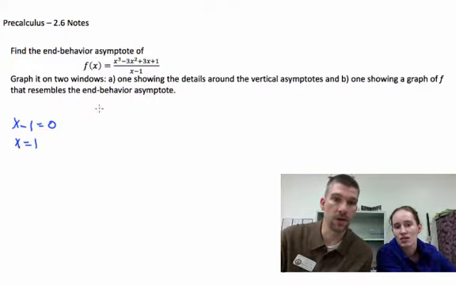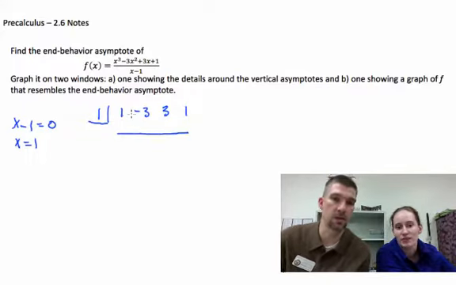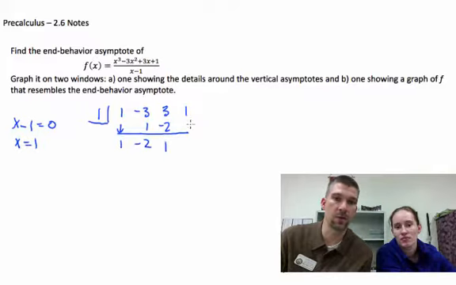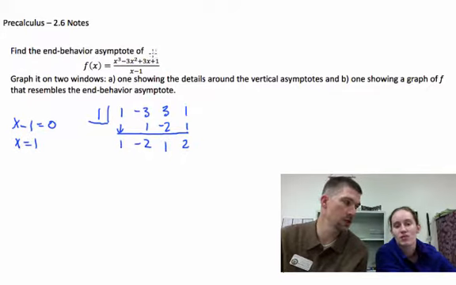So when I do my synthetic division, what am I going to have? I'm going to have 1, negative 3, 3, and 1. You said it was a zero, but what I meant was that's what solves it. Right, this is what solves it. Yeah. So bring your 1 down, multiply, and add. Multiply and add, multiply and add. And we went from a third degree equation to a second degree.